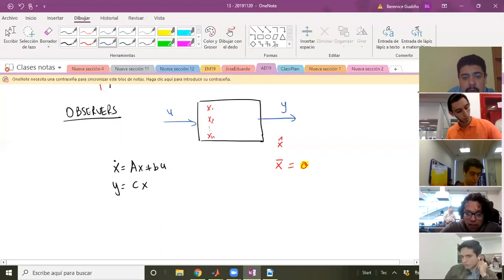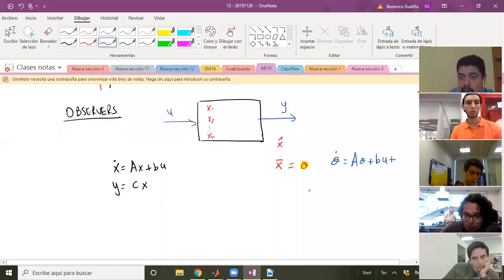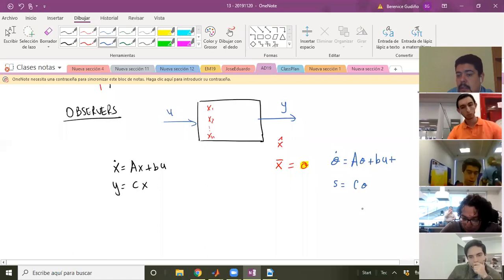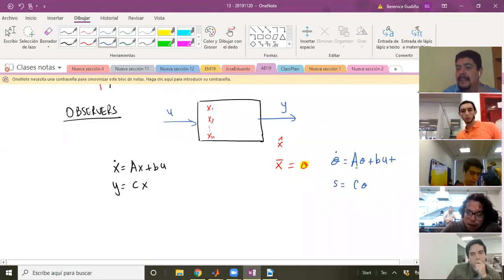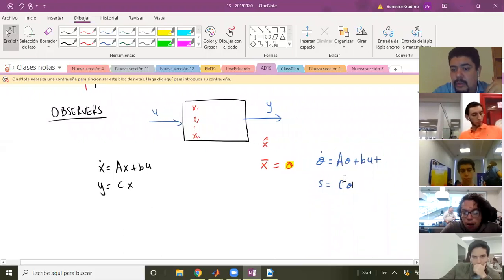Then what we're going to do is make a copy of the model. So let's say that the derivative of the variable O is equal to A times O plus B times U plus something else, okay? Where the output of this system, not the original one, but the observed system, I will call it S, is equal to C times O, okay? So basically, I'm creating another system with another set of variables, but this one I will make from scratch. I know everything about it, and in this one I can access the internal variables, okay? So we're going to do an example on that.